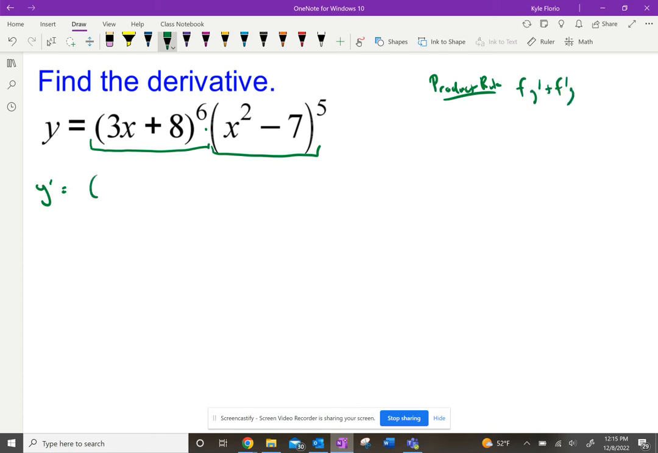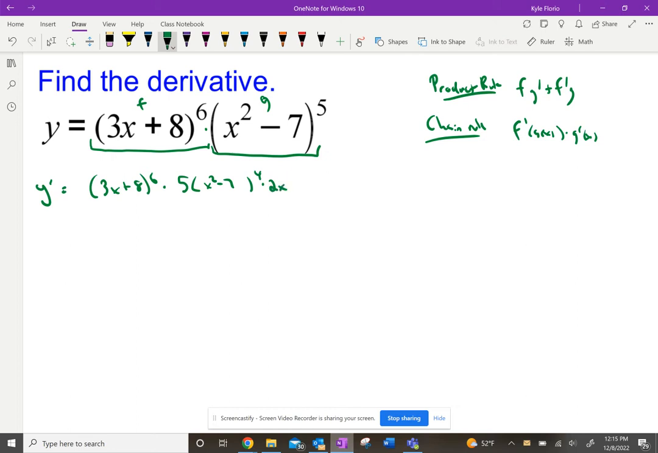So the first function, leave it as is, times the derivative of the second function. If I'm calling this f and g, the derivative of the bottom one, I'm going to have to take the derivative of this x squared minus 7 to the fifth, which is going to be a chain rule on itself. Remember the chain rule, that's like f prime of g of x times g prime of x. So the outer function, something to the fifth, is going to be 5 times that something to the fourth. That something being x squared minus 7, times the derivative of the inside. The derivative of the inside, x squared minus 7, is just 2x.